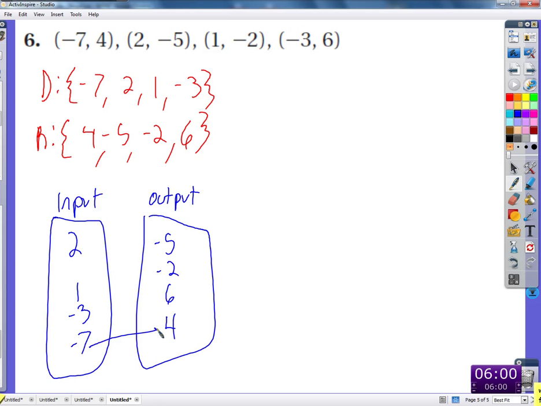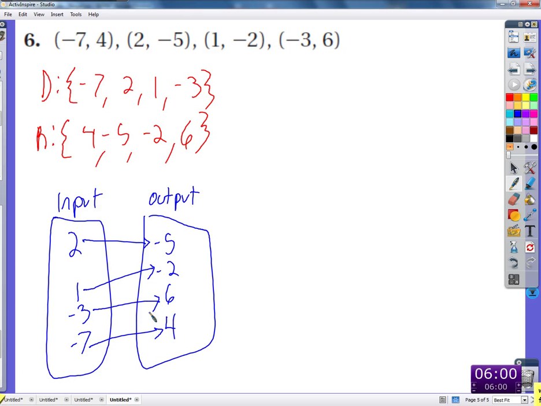Negative 7 goes to 4. One goes to negative 2. 2 goes to negative 5. And negative 3 goes to 6. Pretty straightforward. All the arrows went straight across. Do the arrows have to go straight across? No, they don't have to.